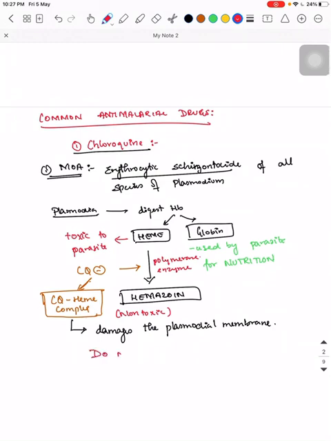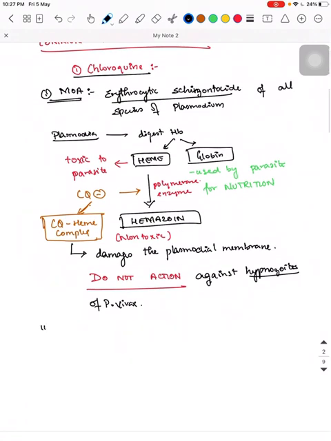Its antimalarial activity: it acts against the erythrocytic schizonts of Plasmodium malariae, ovale, vivax and chloroquine-sensitive Plasmodium falciparum, but it does not have any action against the hypnozoites of Plasmodium vivax.